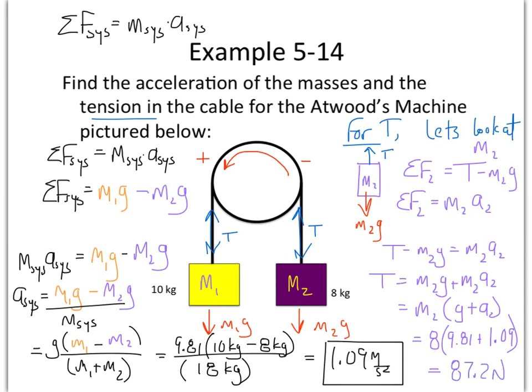87.2 newtons is the tension in our string that is going all the way over the pulley to connect box 1 and box 2. And we found that by looking just at box 2. We made a net force statement for just box 2. And we were able to know the acceleration of box 2 because it is the same as the acceleration of the entire system, which is what we found first. All right, so that's your first Atwood machine problem.